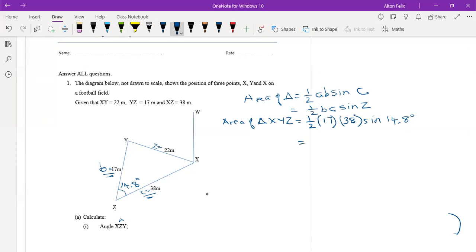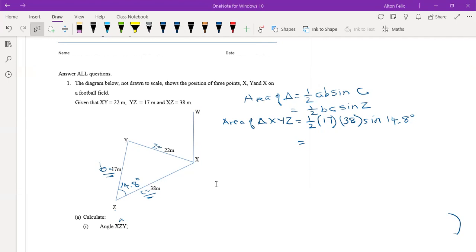So let's work out this. Let's find what is sine of 14.8. So we're going to write 14.8. Let's take the sine of that. Sine of that. That is 0.255. All right, so just for accuracy's sake, let's work with the entire number on the screen here. We're going to multiply this by half of 38 is 19. So we'll take 19. And then we'll multiply that answer by 17.